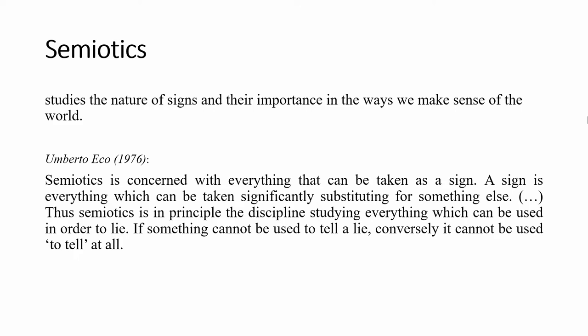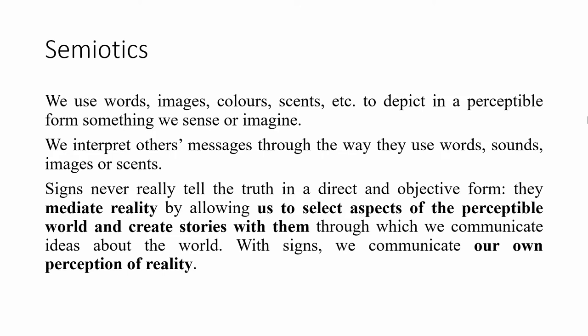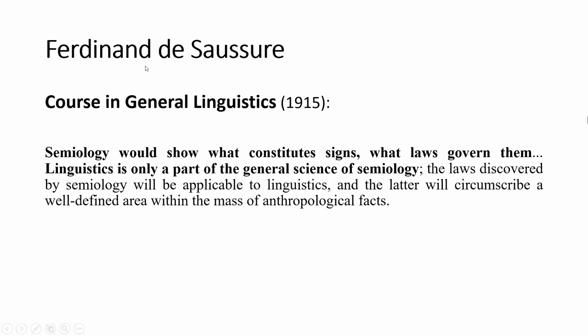If we talk about the history of semiotics as a science, definitely scholars and philosophers did study signs, but as a branch, it appeared in the 20th century. And we can say that it appeared more or less simultaneously in two different parts of the world, in Switzerland and in the United States. In Switzerland, semiotics is related to Ferdinand de Saussure, right?